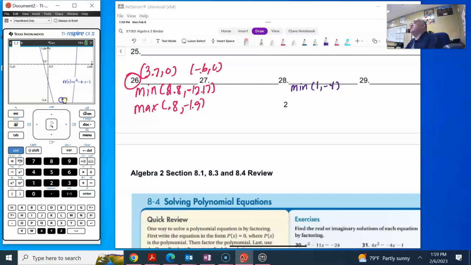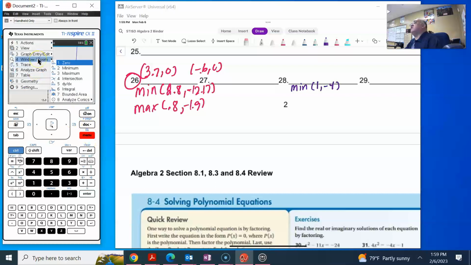And I did tell you to find the zeros, and you notice there's only two zeros. So what does that tell you? That there's two that are real, and then the other two are imaginary. Don't worry about finding the ones that are imaginary, because I just want you to practice using the calculator.